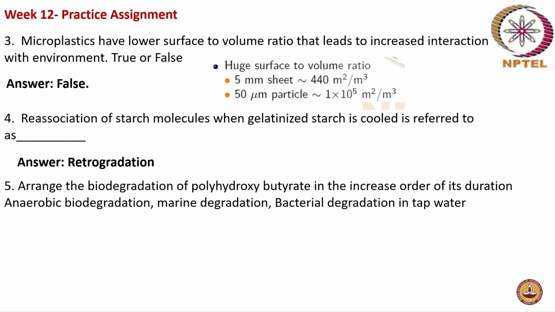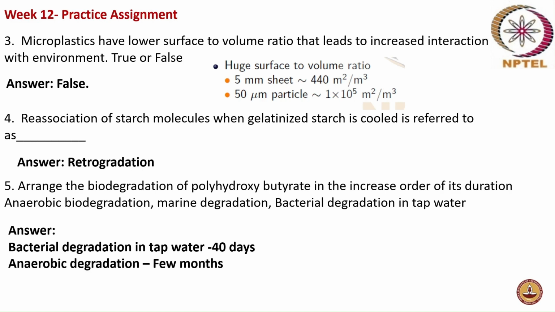Does bacterial degradation take the shortest time, or does anaerobic biodegradation take the shortest time, or does marine degradation take the shortest time? This was again discussed in the lecture. So the answer is bacterial degradation in tap water takes the shortest time. It takes only 40 days for biodegrading polyhydroxybutyrate using a bacteria in tap water. Whereas anaerobic degradation may take a few months. And marine degradation, it takes years.